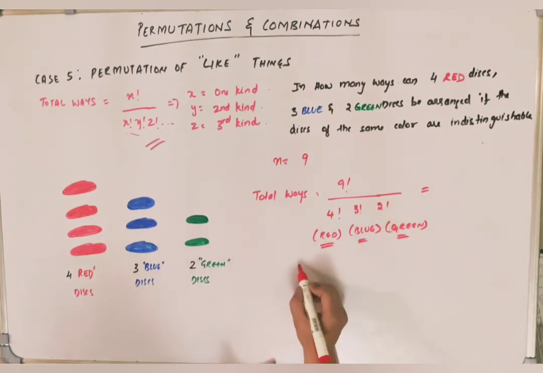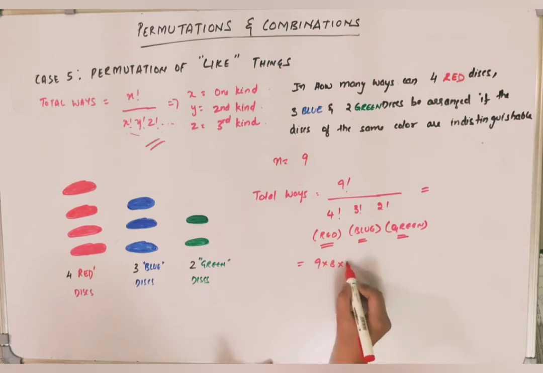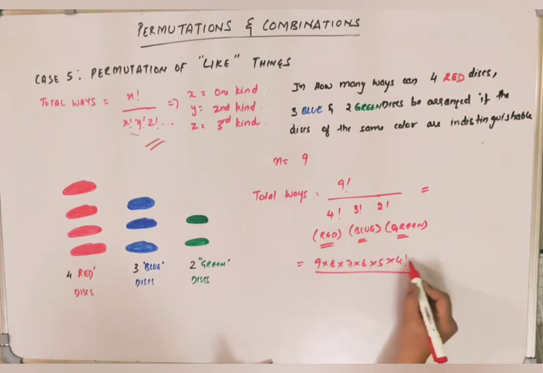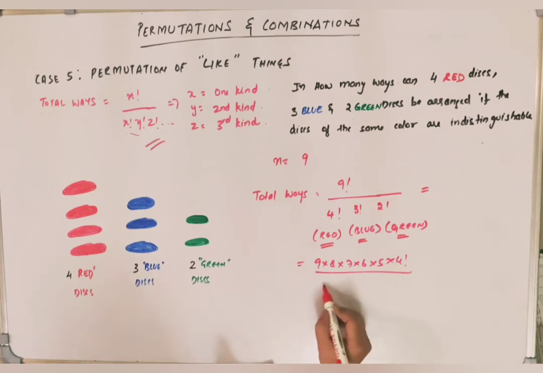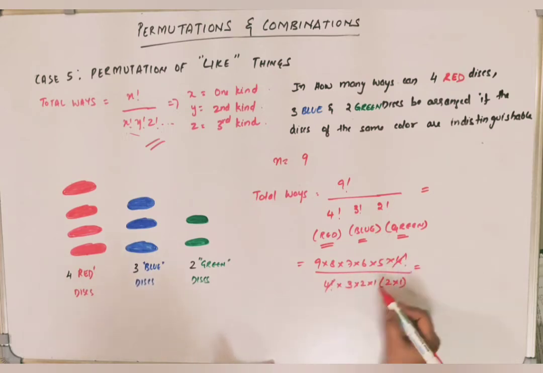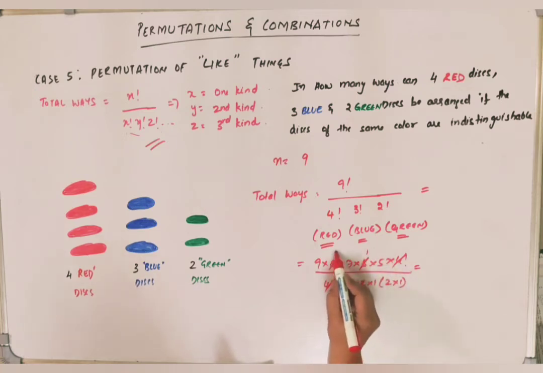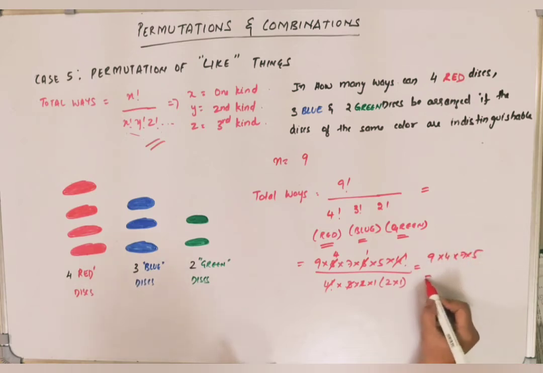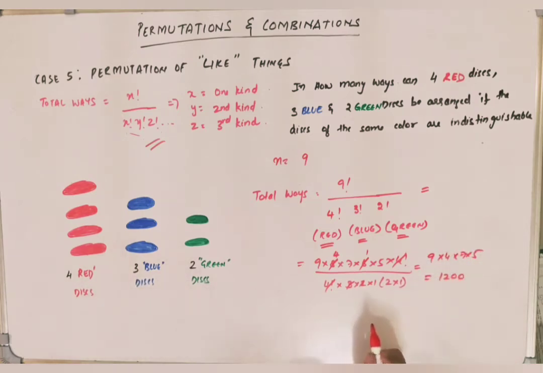So what is 9 factorial? 9 into 8 into 7 into 6 into 5 into 4. I'll stop it here because I don't want to calculate unnecessarily. I will cancel with the 4 factorial in the denominator. 3 factorial, write as 3 into 2 into 1. And 2 factorial is nothing but 2 into 1. So I'll cancel this. 3 2s are 6. This will get cancelled. 2 will get cancelled with 8, which will become 4. So you'll get 9 into 4 into 7 into 5, which is 1260. So we have 1260 ways.